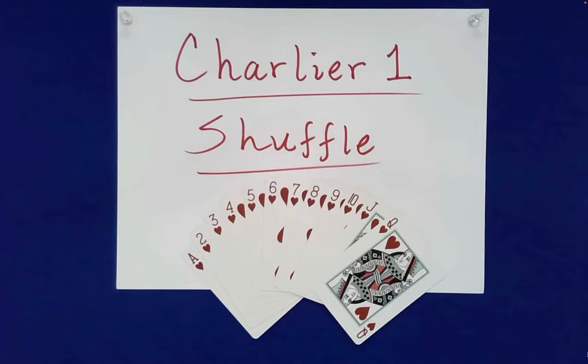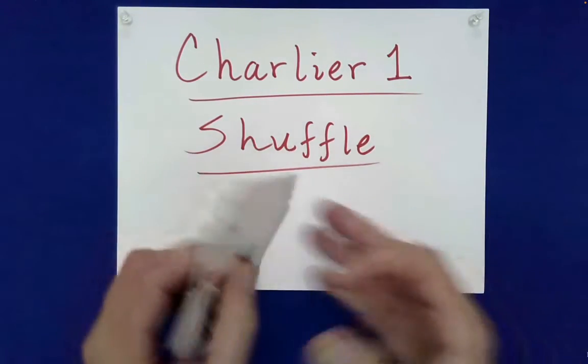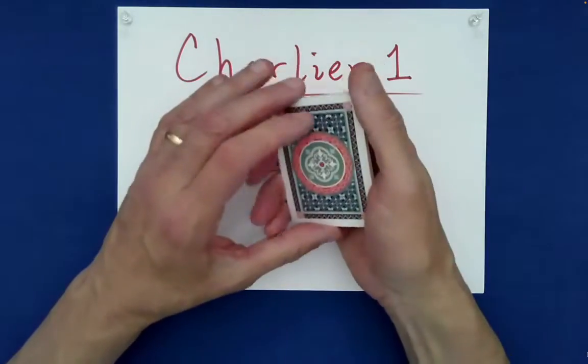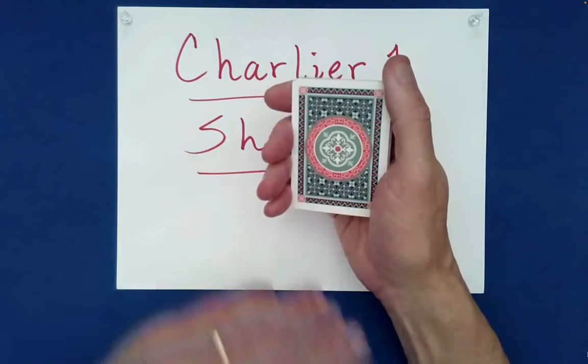Okay, so I've decided to go with 12 cards again, just because it's a good number for illustrating this. And they're in order. Top card is an ace, all the way down to the bottom card, which is a queen. So I'll turn the cards face down, and we'll perform a Charlier 1 and see what effect that has on this packet of cards.